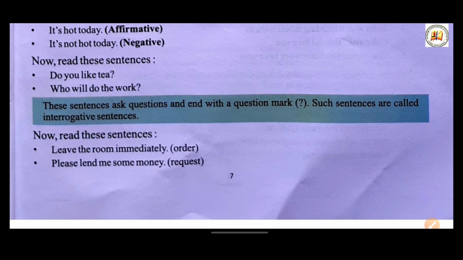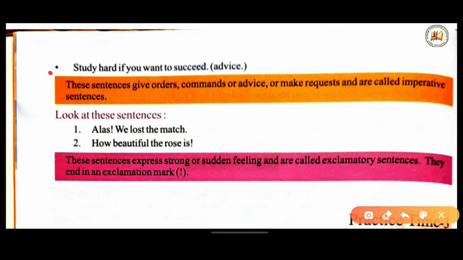Now read this sentence: leave the room immediately. It is an order given by someone. Please lend me some money, it is a request. Now, study hard if you want to succeed. It means someone is giving advice here. So these sentences give orders, commands or advice or make requests and are called imperative sentences. Students, whenever you see a sentence in which you recognize any order, command, advice or request, it means that is the type of sentence called imperative sentence.